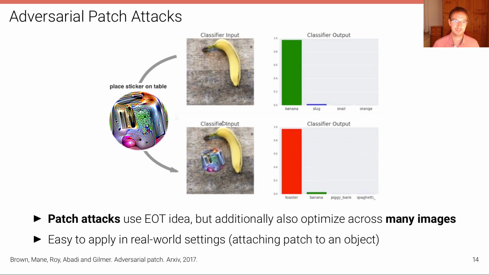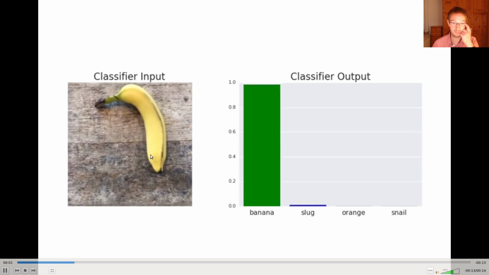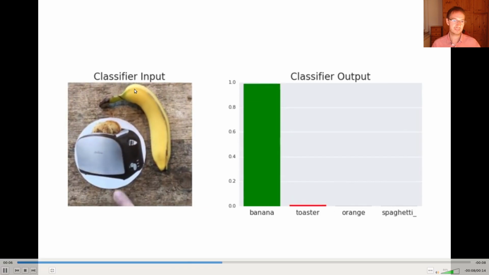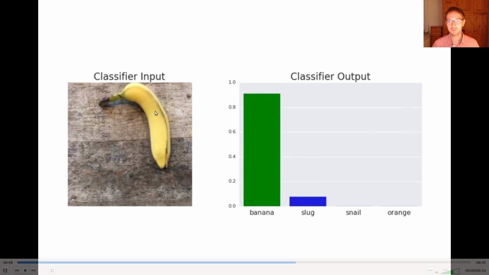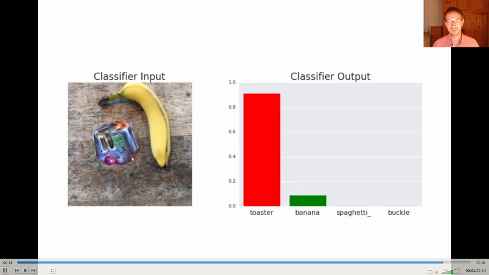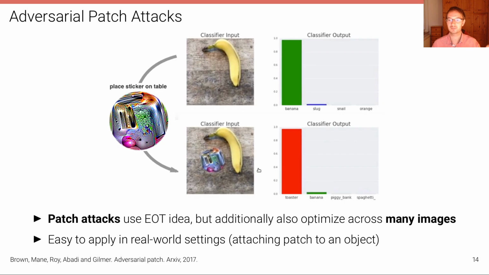So for example, here the patch is added to this table with the banana, and it can basically change the classification of the banana into a classification of the toaster. Here's a little video. You can see the banana. If we add an image of a toaster, it's still classified as the banana because it's probably the dominant object. But if we add this little patch that has been specifically tuned for that classifier, the model becomes very certain that this is a toaster now. And this is easy to apply in the real world because you can just print the patch and put it somewhere.